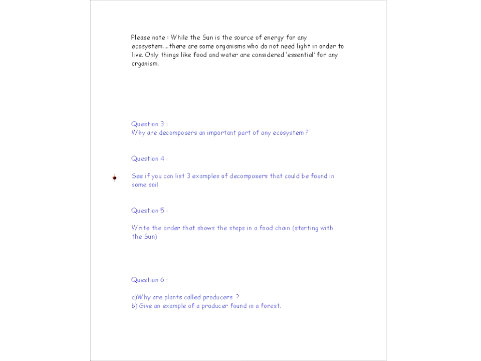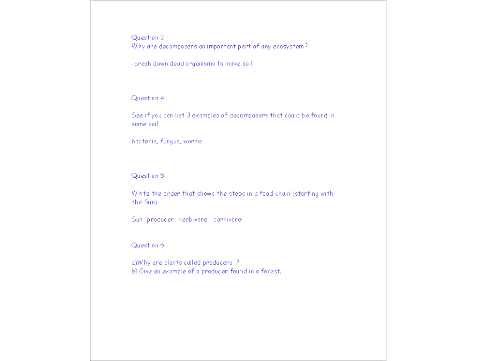All right, so moving on guys, looking at the answers here. Why are decomposers an important part of any ecosystem? Well, they break down dead organisms to make soil. And then question 4, see if you can list 3 examples of decomposers that could be found in soil. Well, bacteria would be one, fungus, and of course worms are going to be found in soil, right?